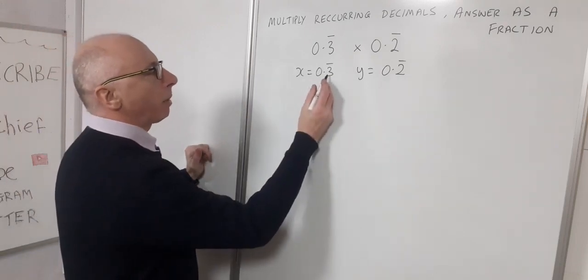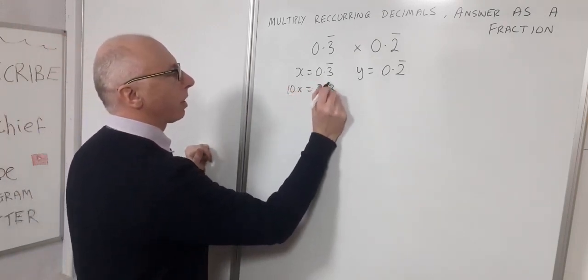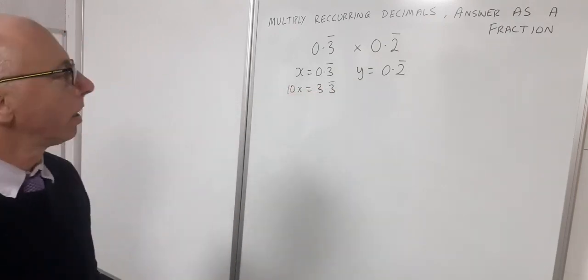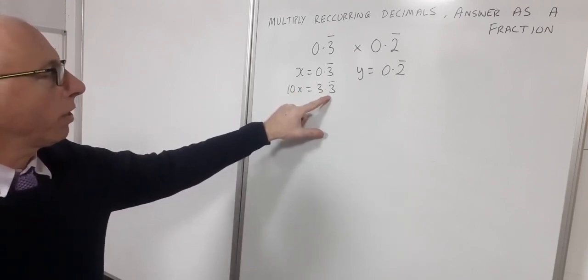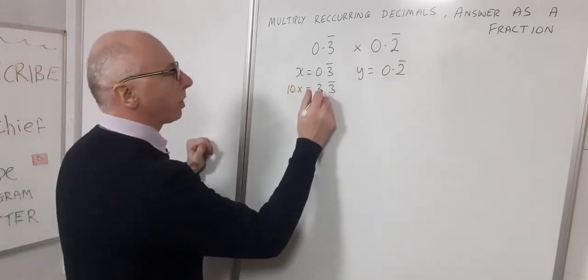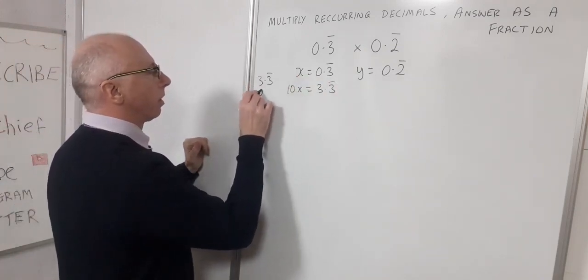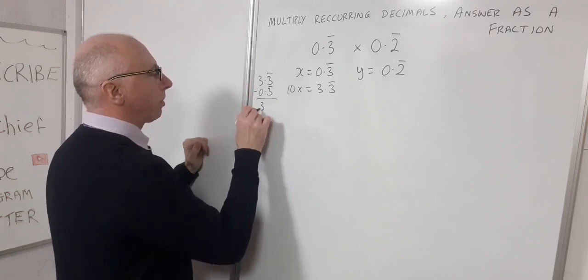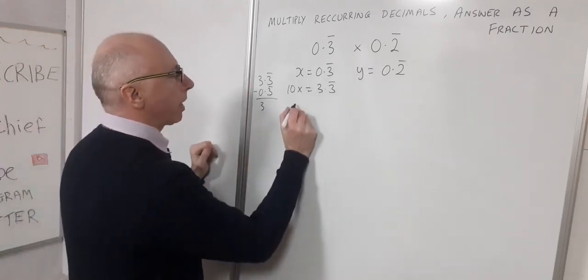So multiply this by 10. So 10x will be 3.3 recurring. And now if we subtract this one from this one, we'll be left with the whole number, which is just 3. So this subtracted from this, that will just leave us with 3. That's what we want.